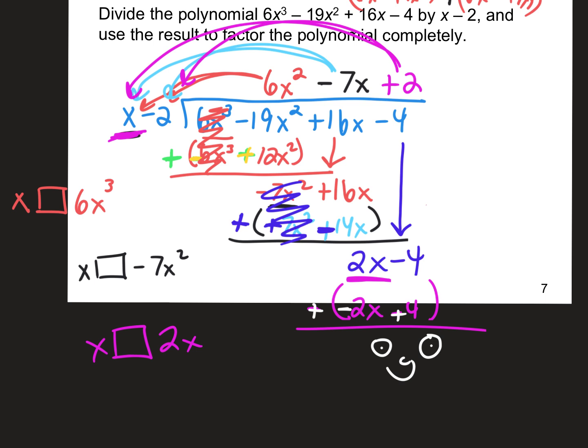No. So what you guys just showed me is that when you divide 6x cubed minus 19x squared plus 16x minus 4 by x minus 2, your answer is 6x squared minus 7x plus 2.